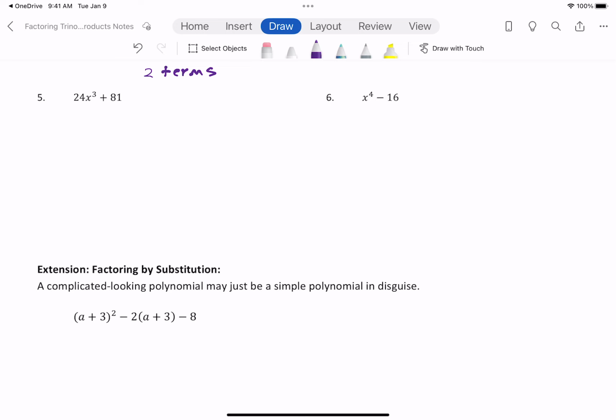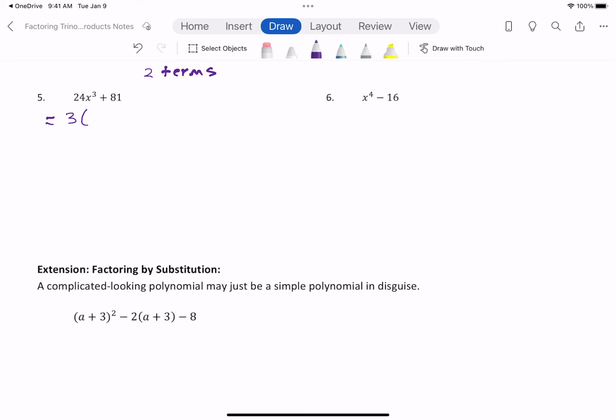And I see an x cubed. So I'm going to start thinking about cubes. So if you look, 24, that's not a perfect cube. There's nothing I can multiply times itself 3 times and get 24. But there is a GCF in those 2 terms. There is a common factor of 3.